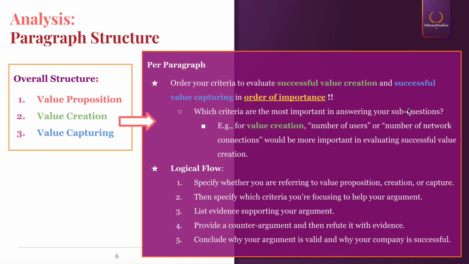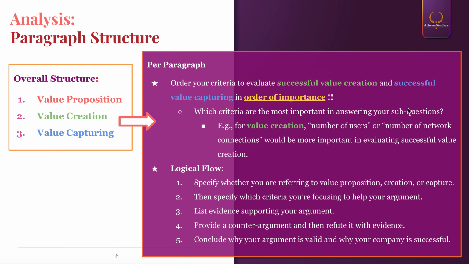So stick to the main overall structure, and then within that, specify which criteria you're going to focus on to help your argument. So for value creation, maybe you want to focus on number of users and number of network connections. And then from there, you focus on each of those criteria and list evidence supporting your argument. For example, for number of users, saying, well, this company has reached a certain threshold for the number of users they have on their platform.